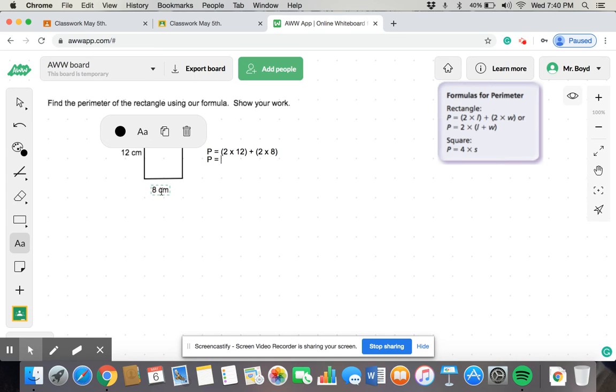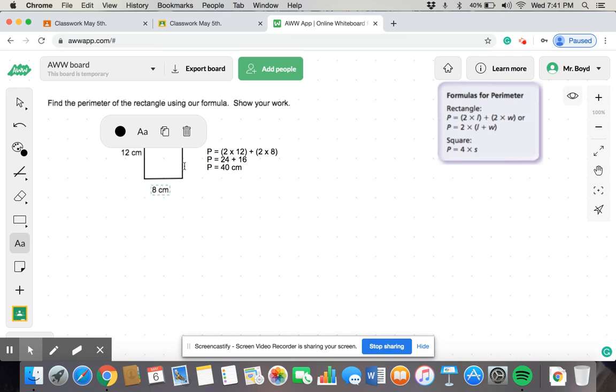I will then rewrite it as perimeter equals, I know 2 times 12 is 24, plus 2 times 8 is 16. I'll bring it down. I will add 24 and 16, and I will find 40, and I will include my units, centimeters.